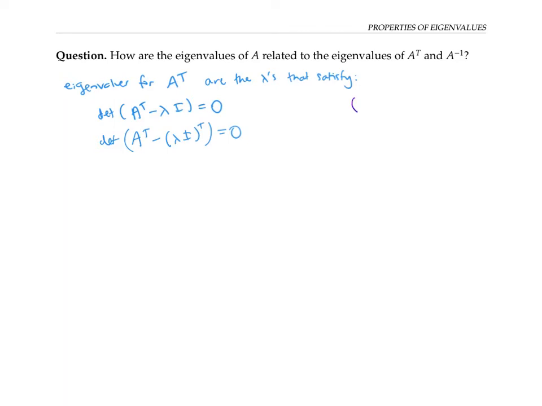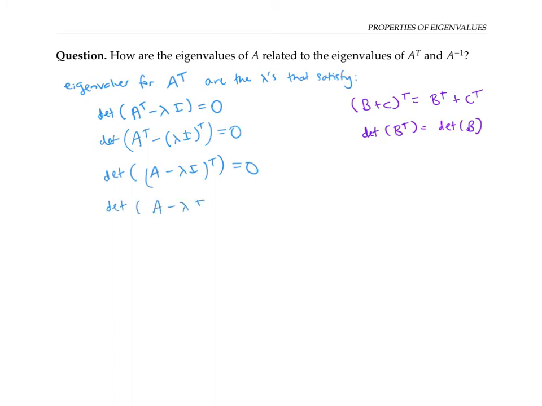Recall that the transpose of a sum of matrices is the sum of the transposes. So I can rewrite this again as the determinant of A minus lambda I transpose. But recall also the determinant of a matrix's transpose is the same as the determinant of the original matrix. So I can rewrite my equation as the determinant of A minus lambda I equals 0. But the eigenvalues of A are the lambdas that satisfy this equation.